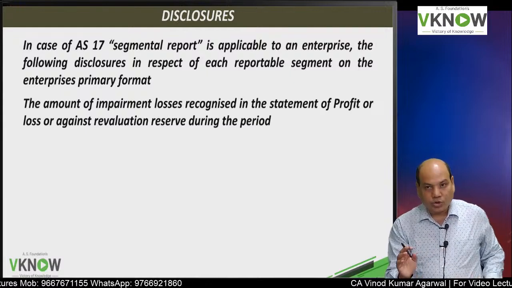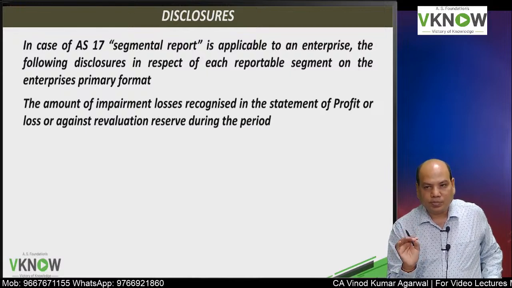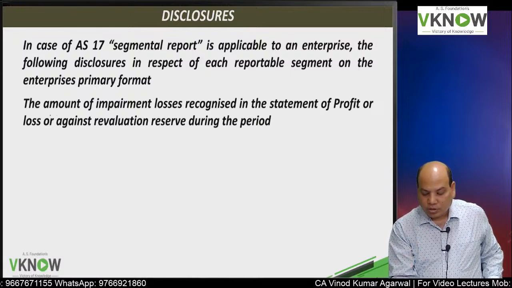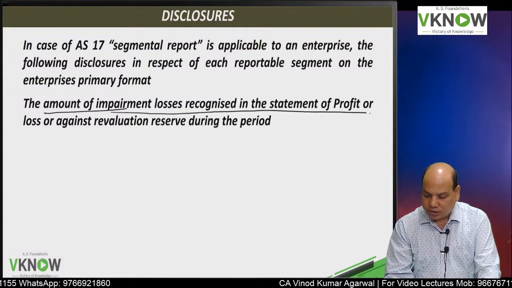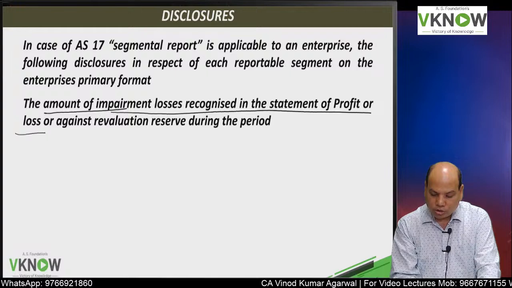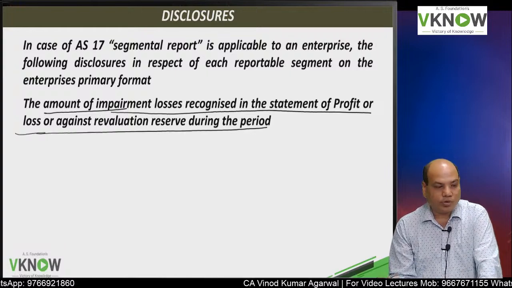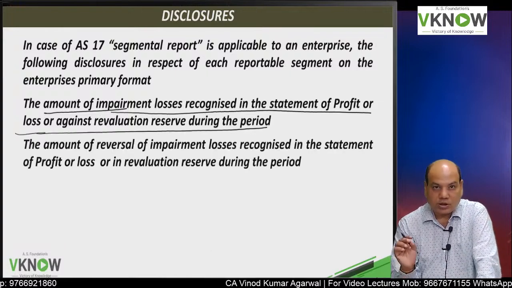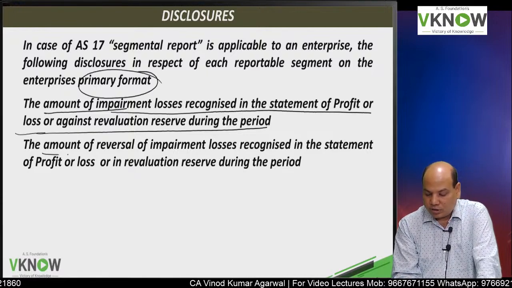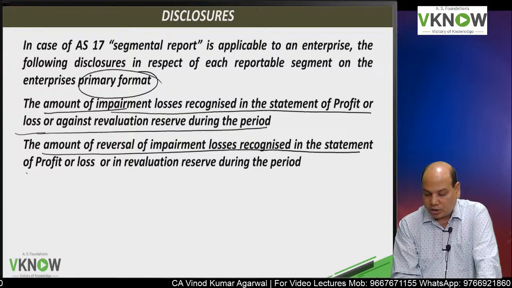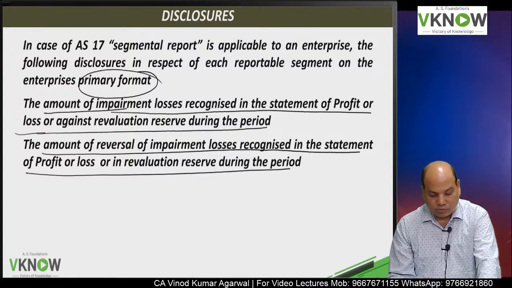So what are the disclosures for the primary format? The amount of impairment loss recognized in the statement of profit or loss or against revaluation reserve during the period. This is the information to be given in the primary format, and the same thing for reversal of impairment loss in the P&L account or revaluation reserve.